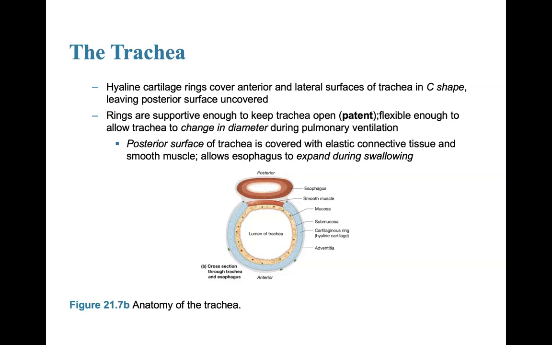The posterior surface of the trachea is covered with elastic connective tissue and smooth muscle, and this allows the esophagus to expand during swallowing. So when you swallow food, this is going to expand out a little bit, and if you had a cartilage ring right here, that really wouldn't be able to expand out. But because you have smooth muscle here, this guy can sort of encroach in here a little bit as he expands out.